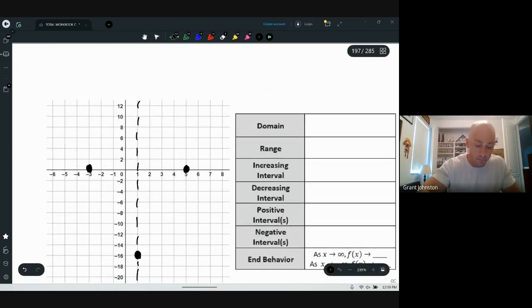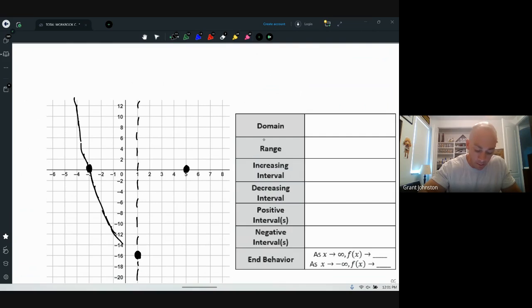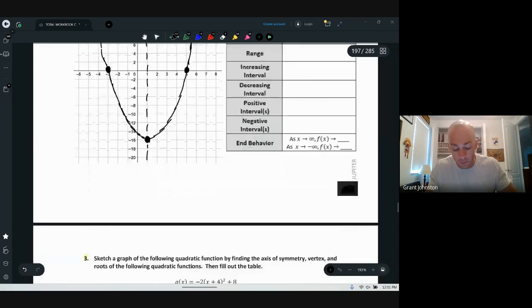Okay, so this is what it would look like. I'm going to let you fill out the table. Okay, you fill out the table. I'm just going to help you with the graphs for them. I'm going to let you fill out the table, try to determine all those intervals and whatnot, but I'm just going to help you graph them. Okay, just kind of as a review.